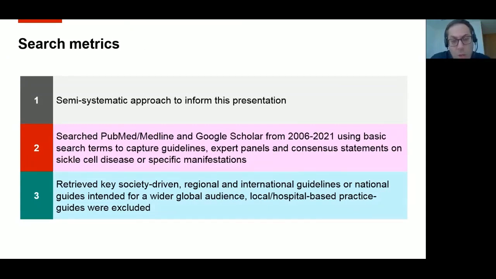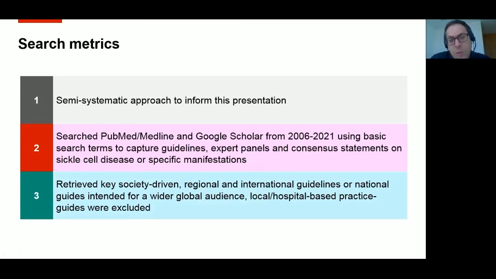So I went to typical search engines like PubMed, Medline, and I've also gone through Google and Google Scholar because some of the guidelines on sickle cell disease don't naturally go into medical peer-reviewed journals, but they are standalone publications. And I tried to look at the literature for the past 15 years or so, so that we don't include any guidelines that are older than that date, using typical search terms revolving around sickle cell disease and its manifestations, and to capture anything on the wide spectrum of consensus statements, expert panels, or guidelines in specific as they are labeled by the authors.